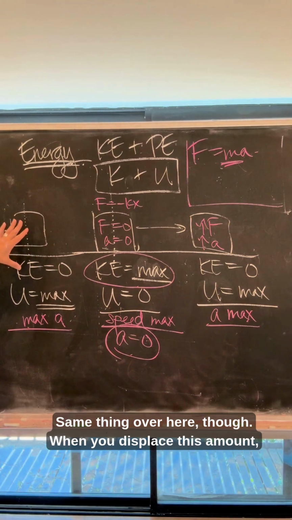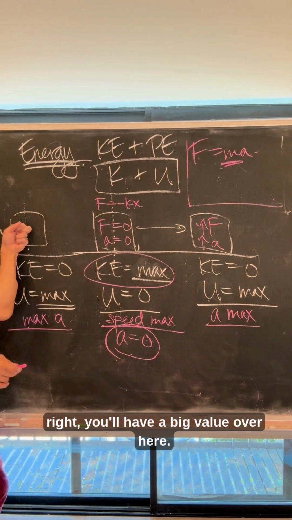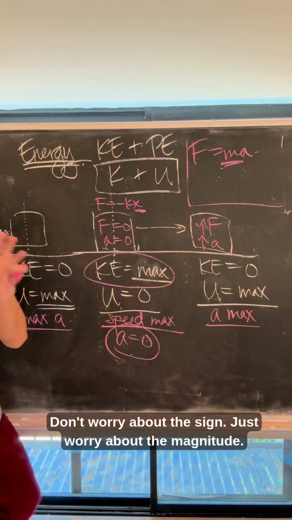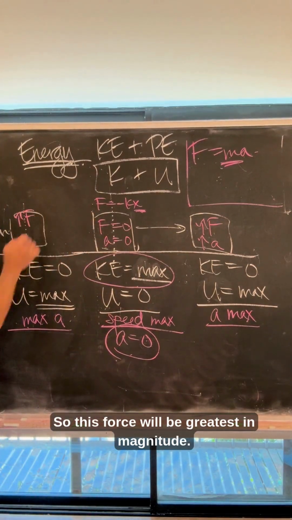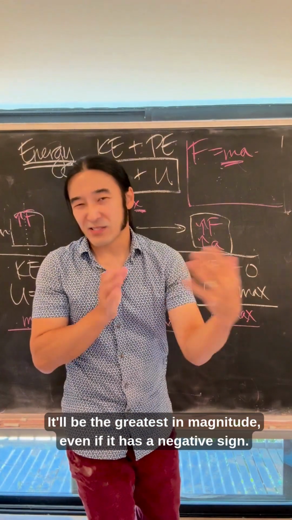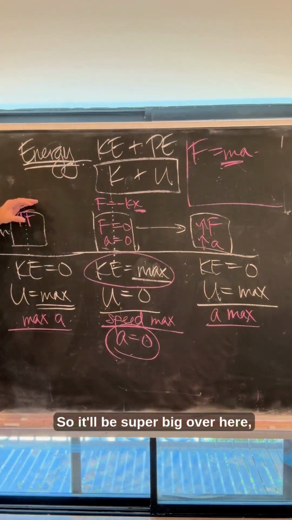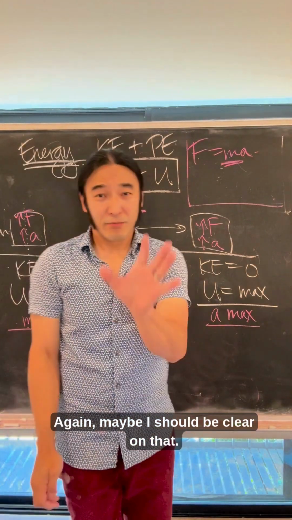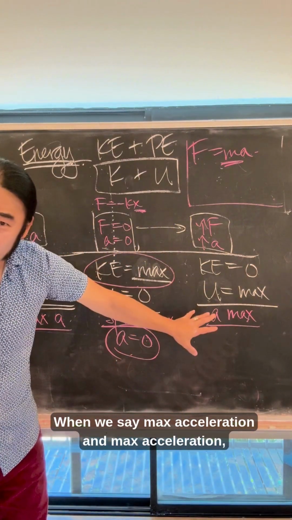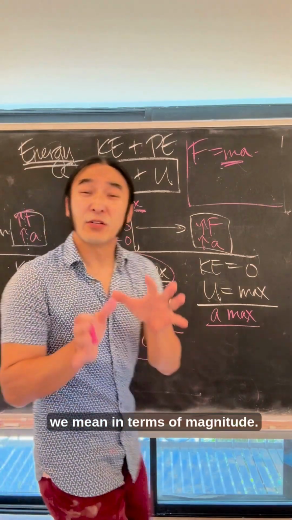Same thing over here though. When you displace this amount, you'll have a big value over here. Don't worry about the sign, we're just worrying about the magnitude. So this force will be greatest in magnitude. It'll be the greatest in magnitude even if it has a negative sign. So it'll be super big over here, which means the acceleration will be greatest, okay? Again, maybe I should be clear on that. When we say max acceleration, we mean in terms of magnitude.